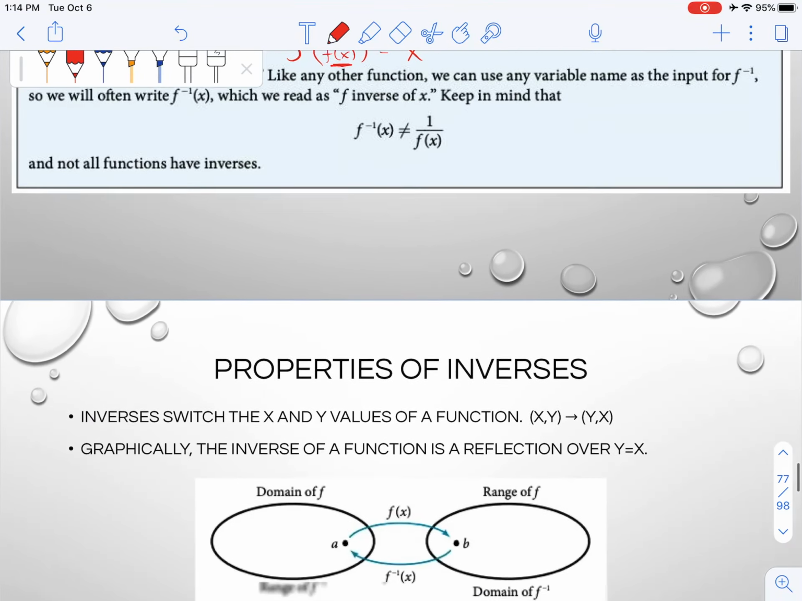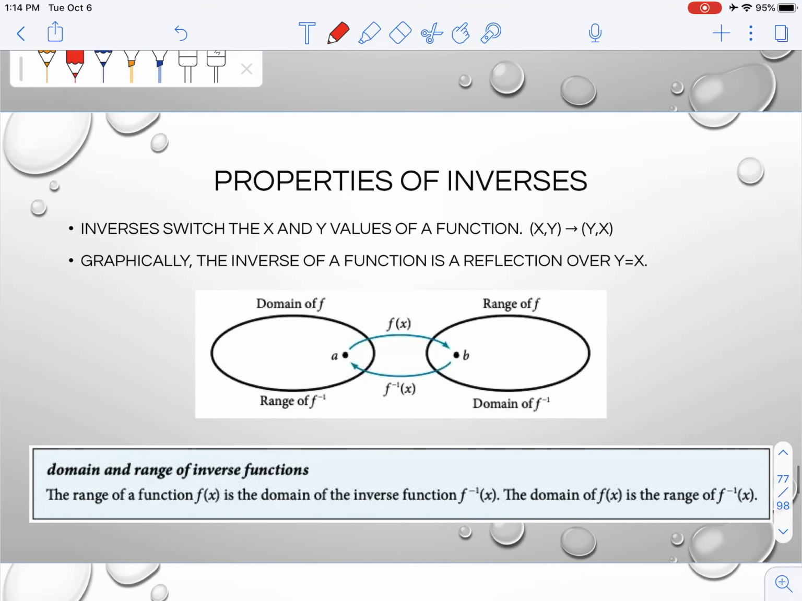Okay. So a couple properties of inverses. Inverses effectively switch the x and y values, the input and the output values, of a particular function. So if my regular function f has x, y, my inverse function should have all the same pairs, but now in the y, x order. Graphically, inverses are a reflection over the line y equals x because of that switching of the roles of x and y, as we saw before.